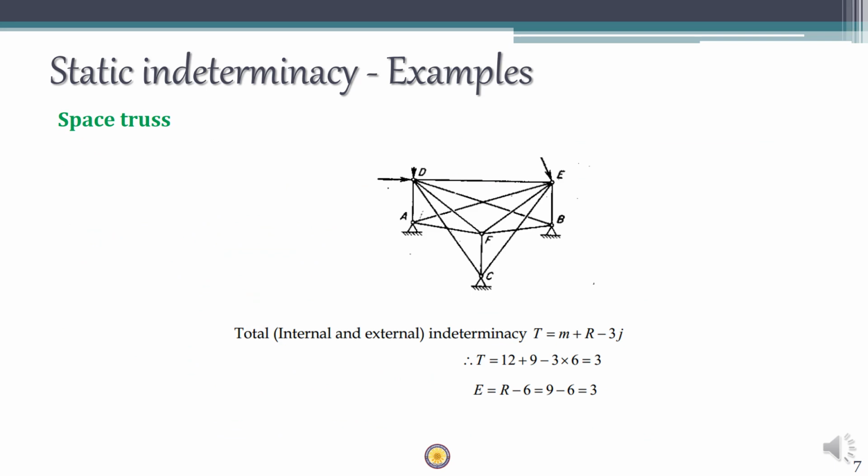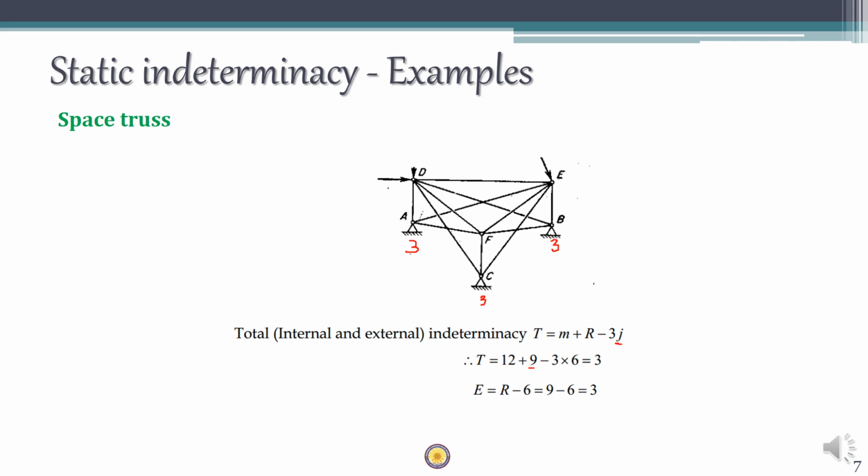Now let's see an example on a space truss. So here we have 6 joints A, B, C, D, E, F. So the number of joints is 6. A, B, and C are pin joints in space, which means that there are 3 reactions at each of the hinges: 1 horizontal, 2 horizontal, and 1 vertical reactions. So here also 3 reactions in X, Y, and Z. Right, here also 3 reactions X, Y, and Z. So the total number of reactions is 9.